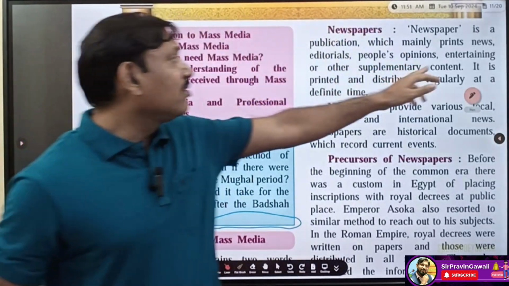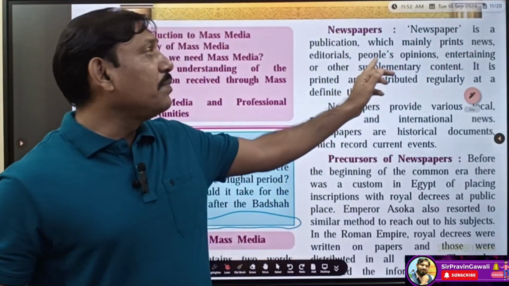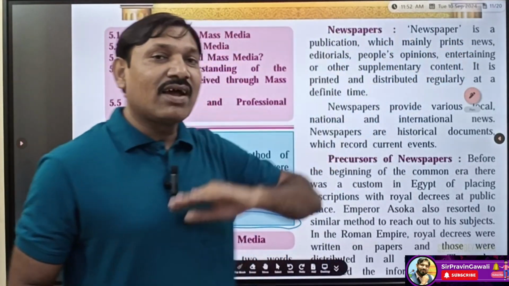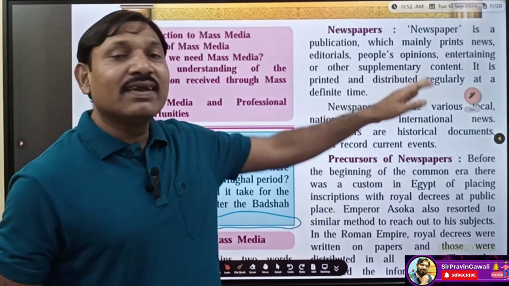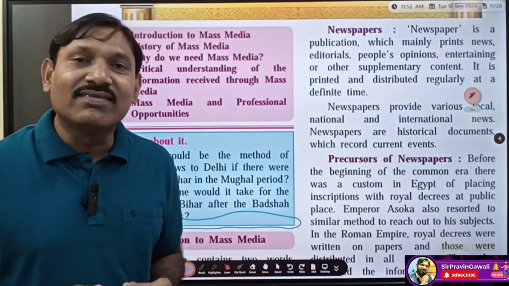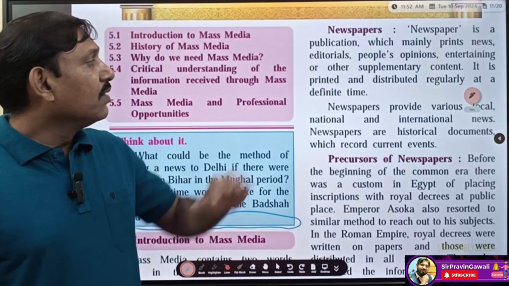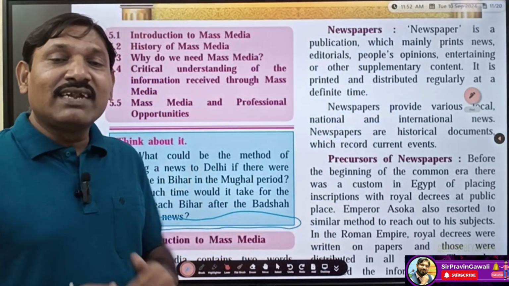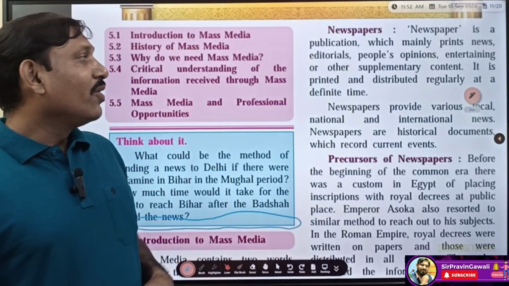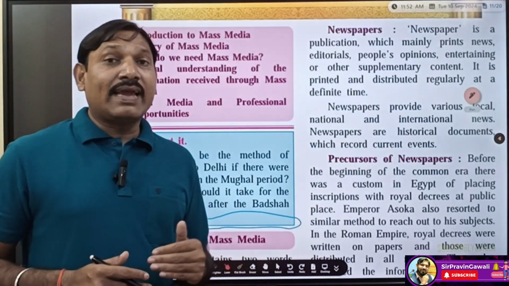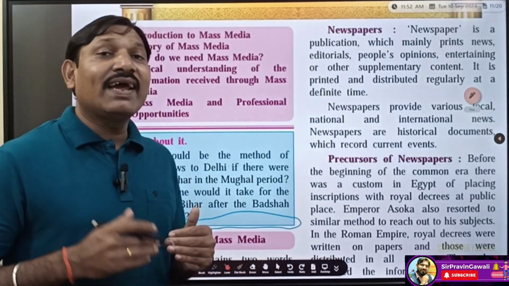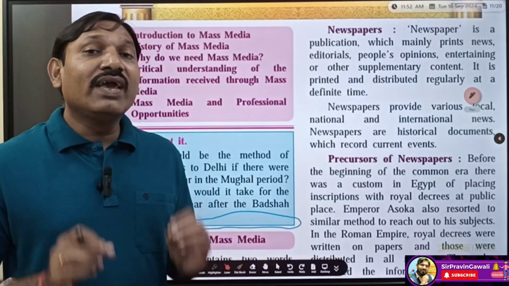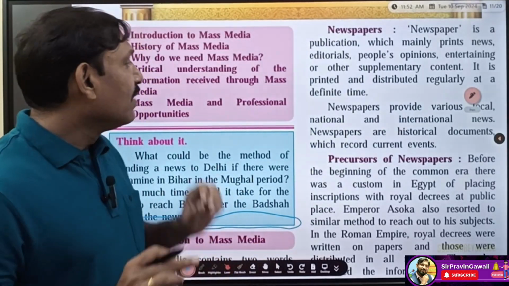Okay, so it prints the news, editorial, people's opinion. You can put your own opinion also. Entertaining, just now I have told you. Then other supplementary content, whatever the other necessary things are there, economics and all is given in the newspaper, and it is printed and distributed among the people. Okay, students, at a regular or definite time we can say. For example, daily we can read news. So daily newspapers are distributed among the people.